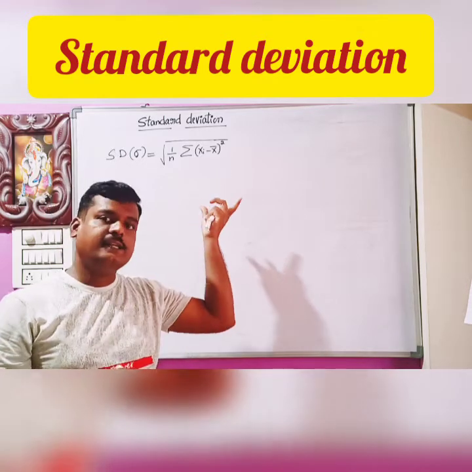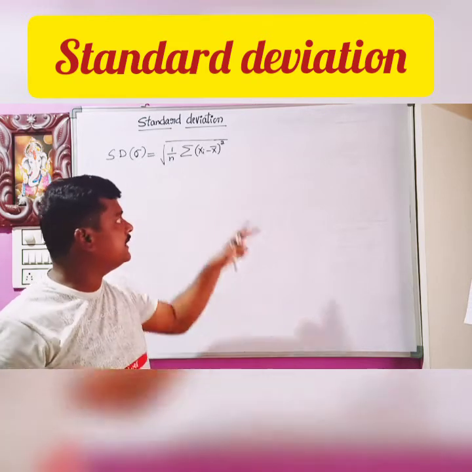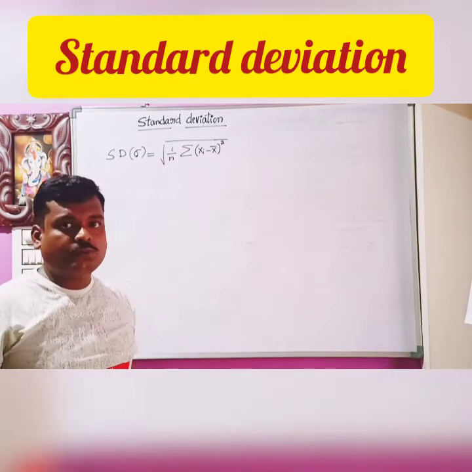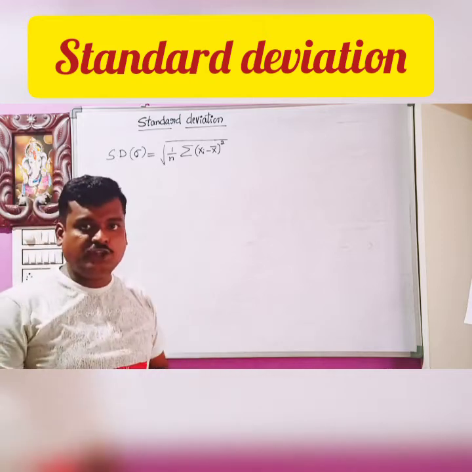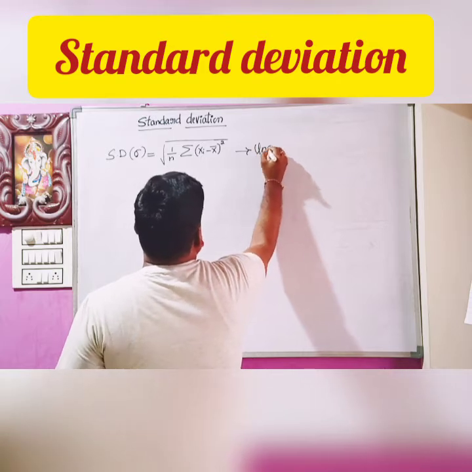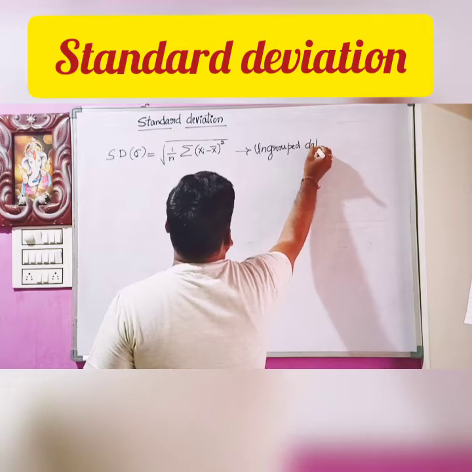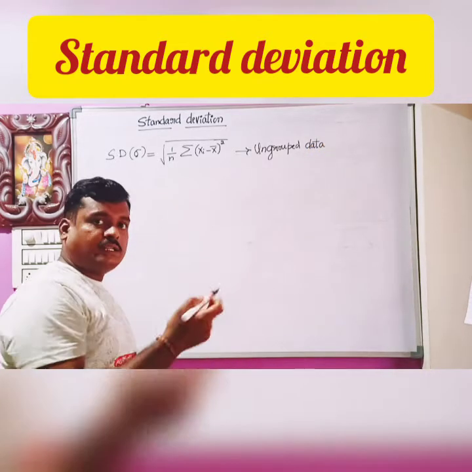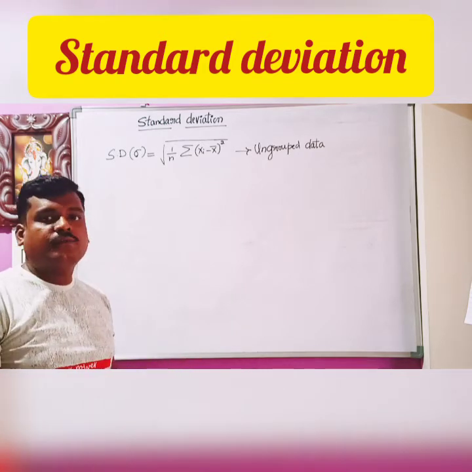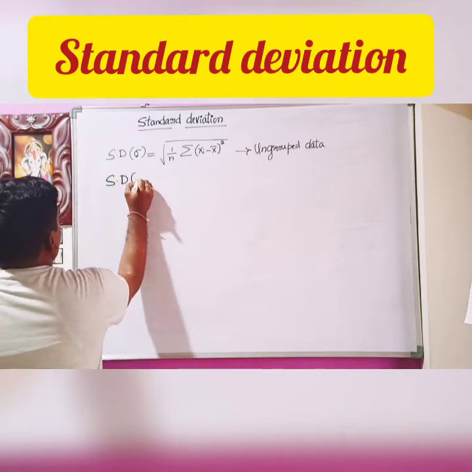Square of the deviations. Again in this also we neglect the negative values. A negative square also becomes positive. So it is the square of deviations and its root that gives the standard deviation. This is for ungrouped data. There is not that much difference between ungrouped and grouped data. For grouped data, we just use the frequency.